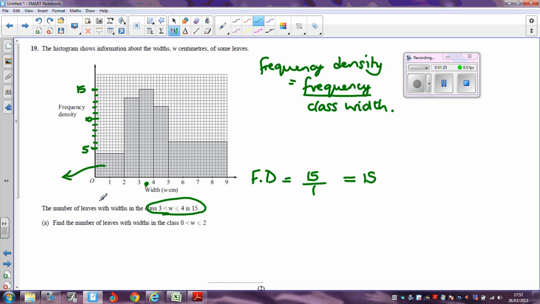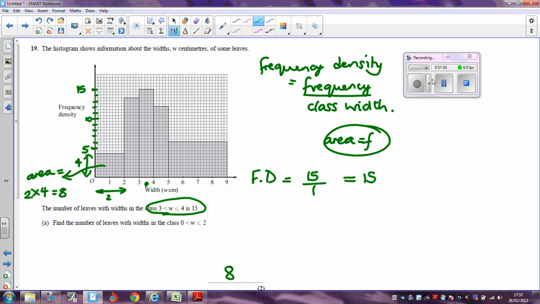So the other thing that I know for each group is that it's the area which tells me the frequency. Once I've got my frequency density scale marked on, if I look at the area for that 0 to 2 group, the area is going to be 2, because it's 2 from there to there, multiplied by this, which is 4, and 2 times 4 is equal to 8. So there must be 8 leaves in that group.